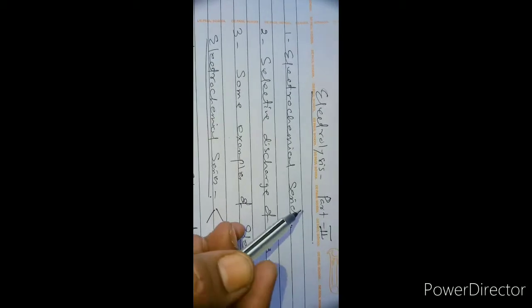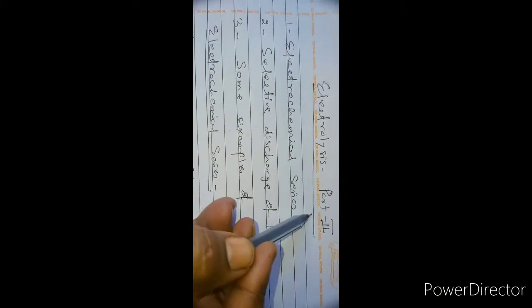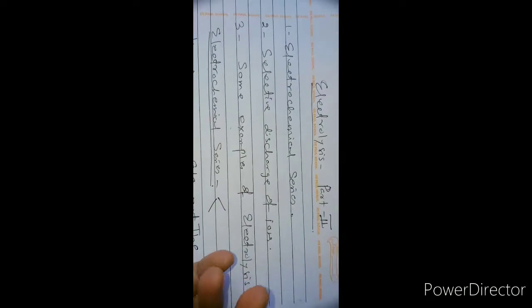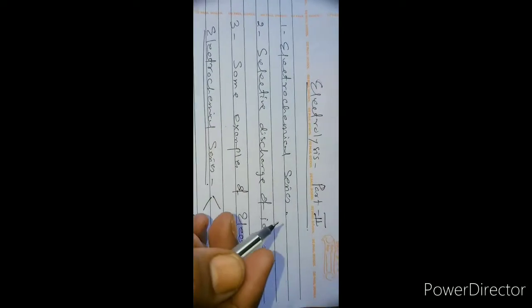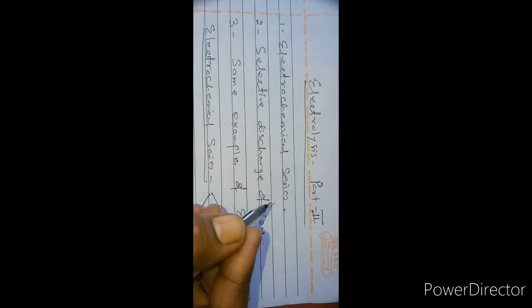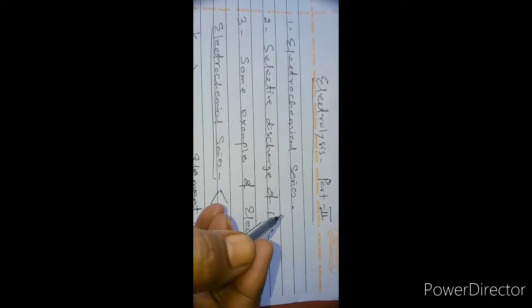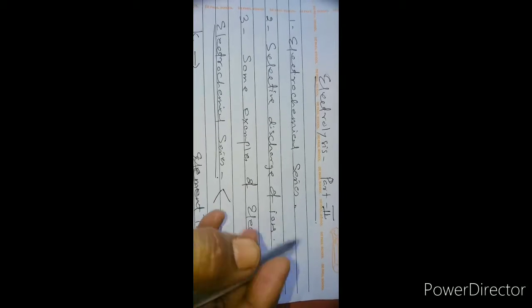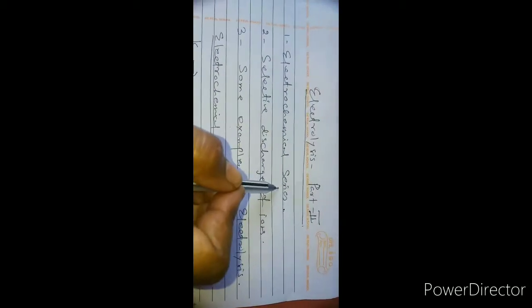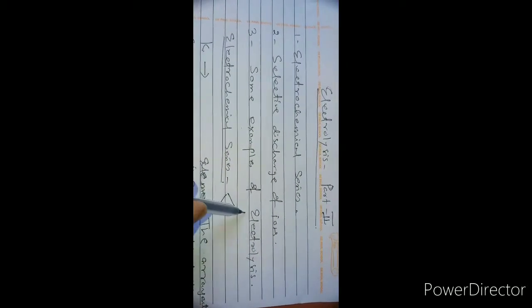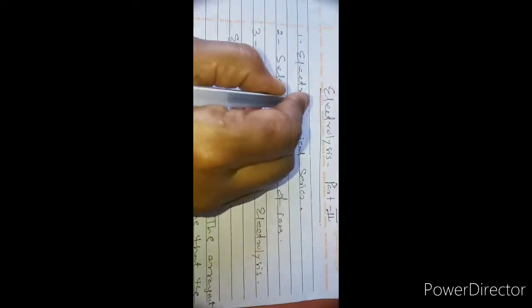Today we will discuss electrolysis part 2. In the last video we discussed electrolysis part 1, where we covered the introduction, some terms related to electrolysis, and then the mechanism of electrolysis. Today, in the next part, we will discuss the electrochemical series, selective discharge of ions and some examples of electrolysis. So let us now discuss the electrochemical series.